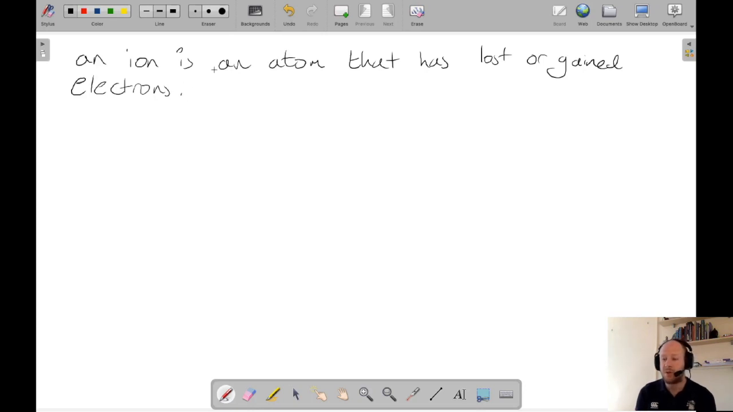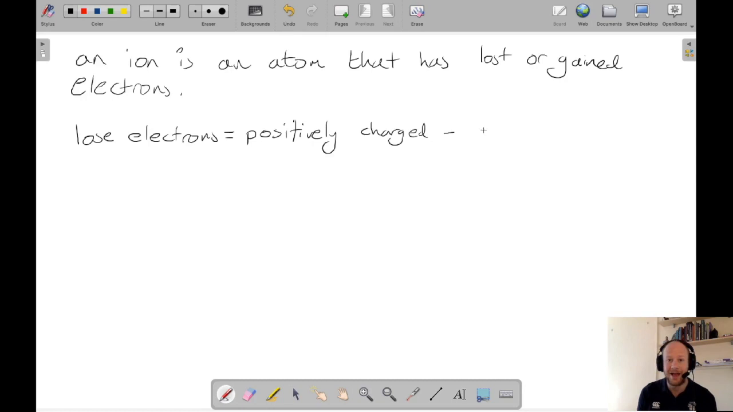And so because they've lost or gained electrons, they've become positively charged or negatively charged. If you lose electrons, then that becomes positively charged. And so we call that a cation. You will have to remember these words, by the way.